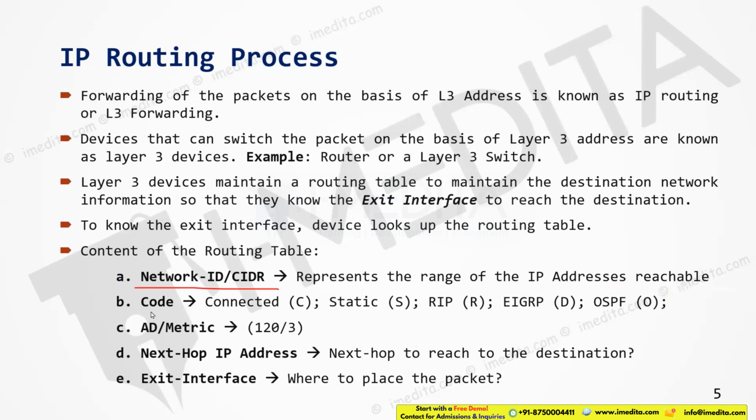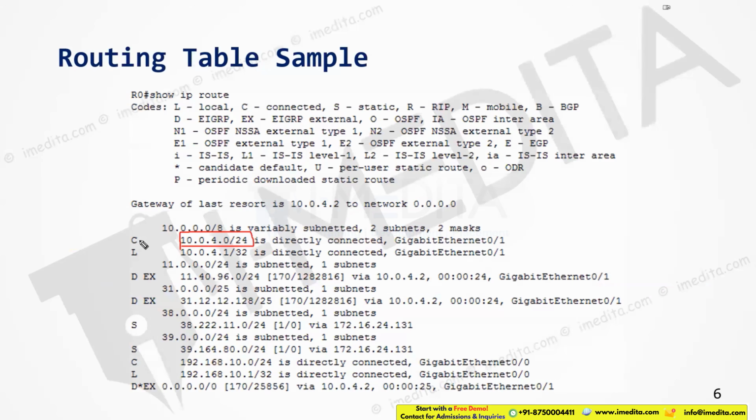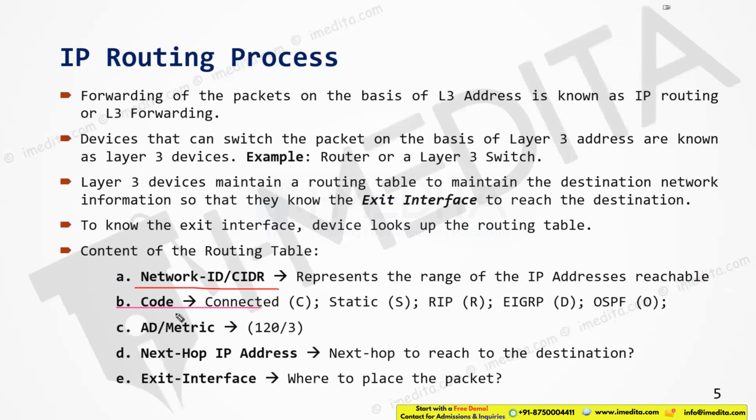Then how do I know about that range? Who told me about it? Is it directly connected? Is it statically configured? Are we learning about those destination IPs using some protocol like EIGRP or OSPF? How exactly? The code represents how that L3 device, the router, has learned about the particular subnet.